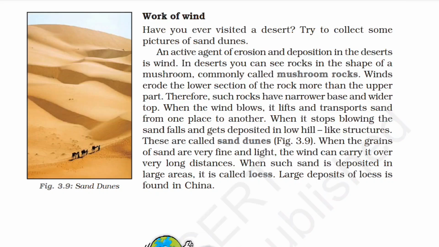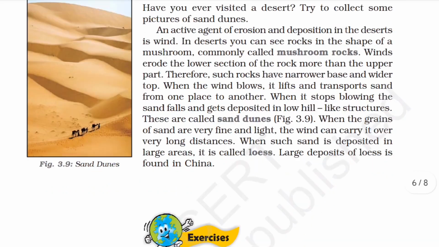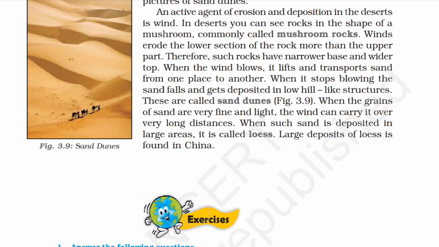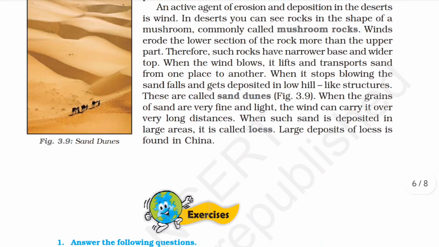Then the wind blows. It lifts and transports sand from one place to another. When it stops blowing, the sand falls and gets deposited in low hill-like structures. These are called sand dunes. When the grains of sand are very fine and light, the wind can carry them over very long distances. When such sand is deposited over a large area, it is called loess. Large deposits of loess are found in China.